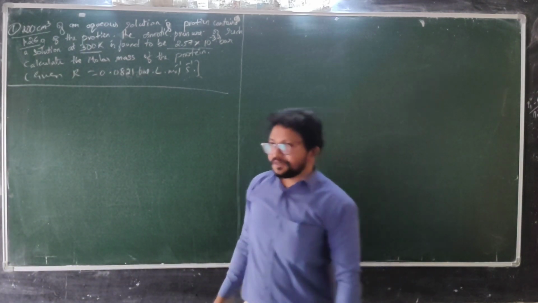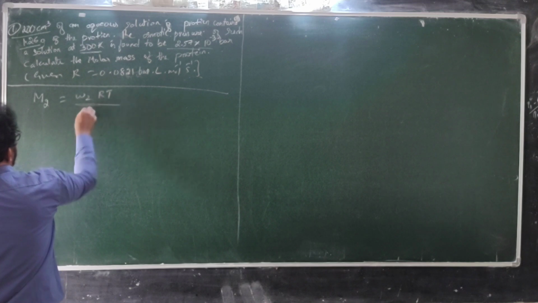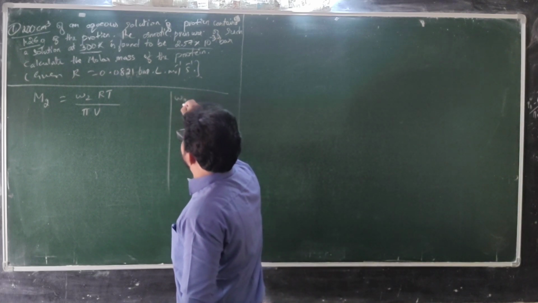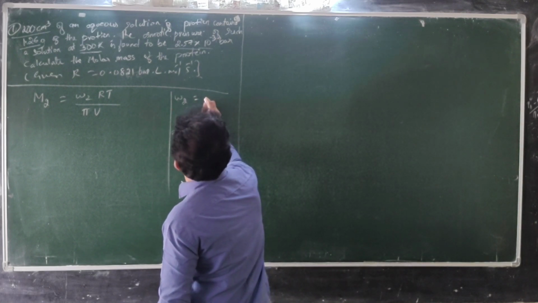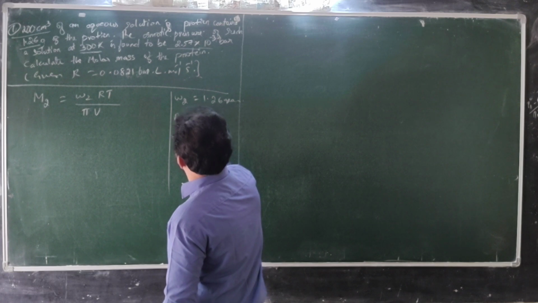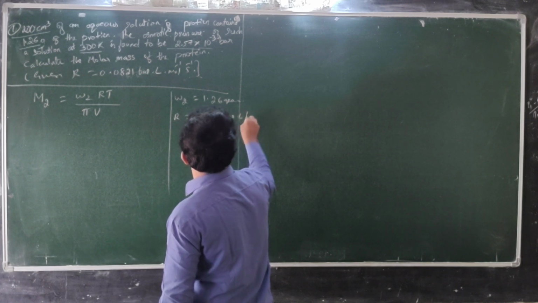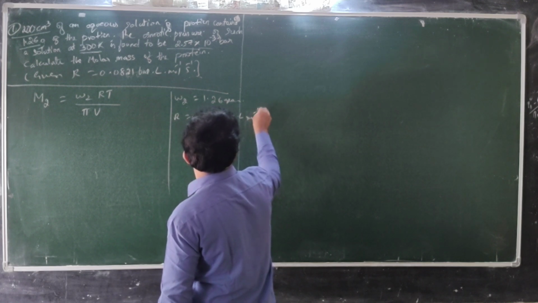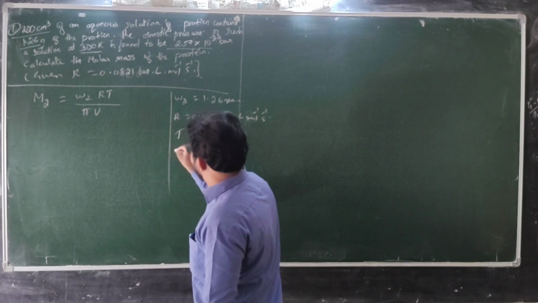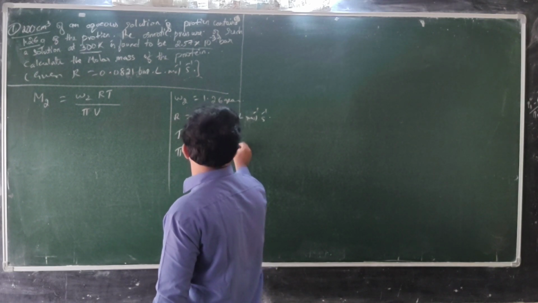Okay, so what is the formula? M2 is equal to W2RT / πV. So substitute correctly. W2, how many gram of protein? 1.26 gram. Then R, 0.0821 bar liter per mole per Kelvin. T, 300 Kelvin. Pi, we have been given the value of pi, 2.57 × 10⁻³ bar.